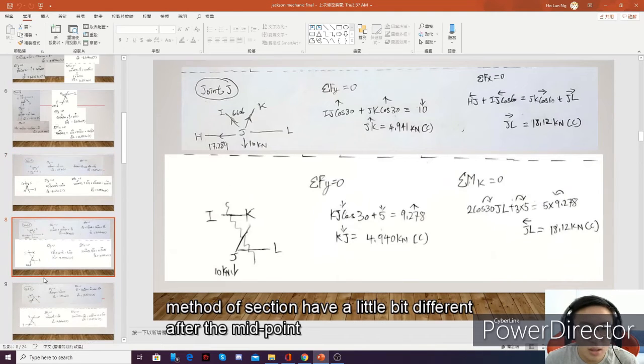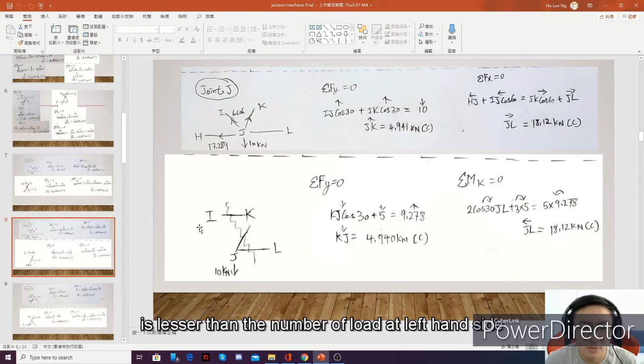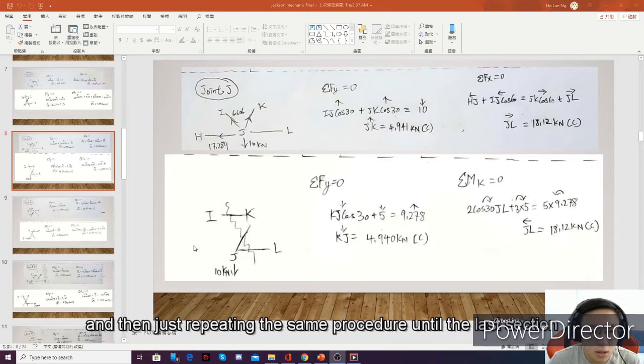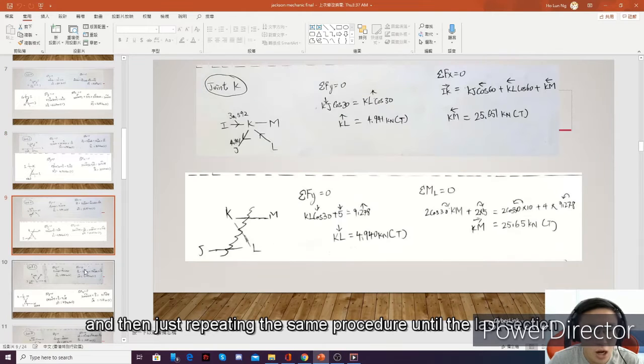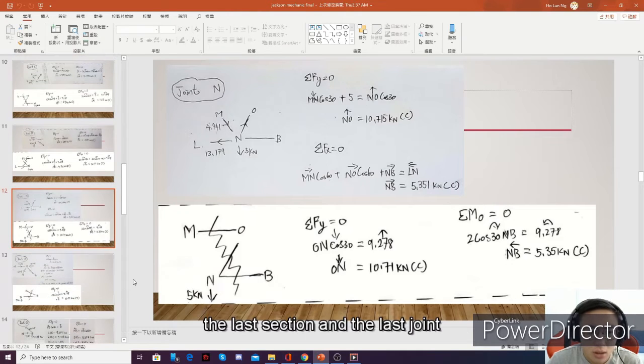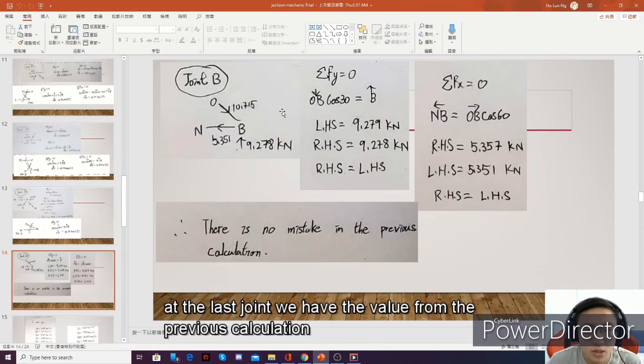And maybe method of sections is a little bit different after the midpoint, because after the midpoint the number of loads at the right hand side is fewer than the number of loads at the left hand side. So after the midpoint, I will focus on the right hand side. And then just repeat the same procedure until the last section, and the last joint.